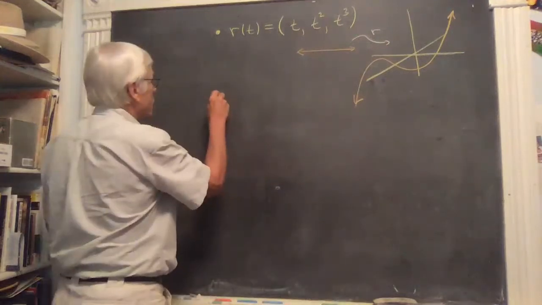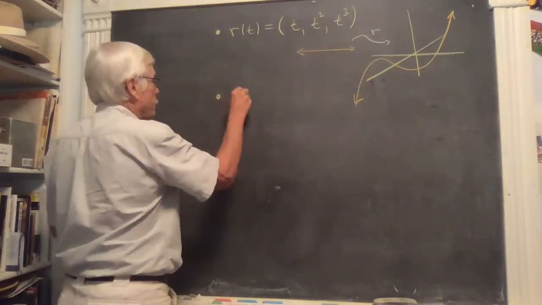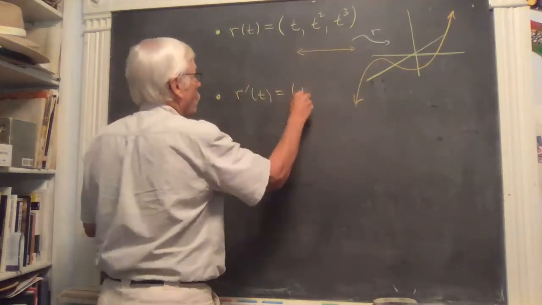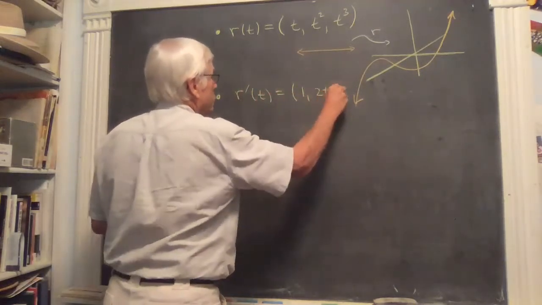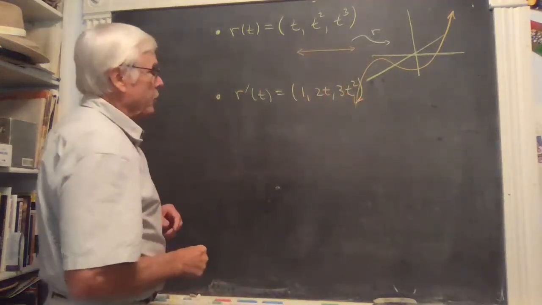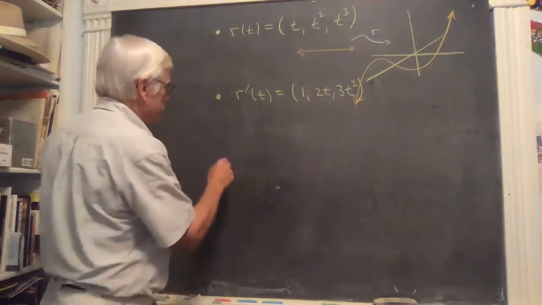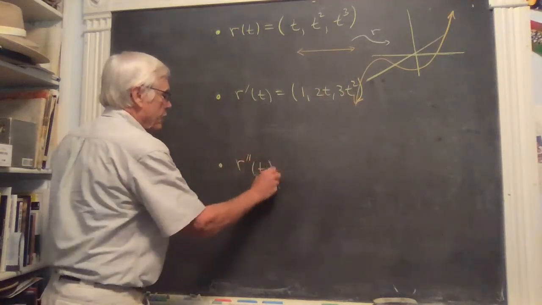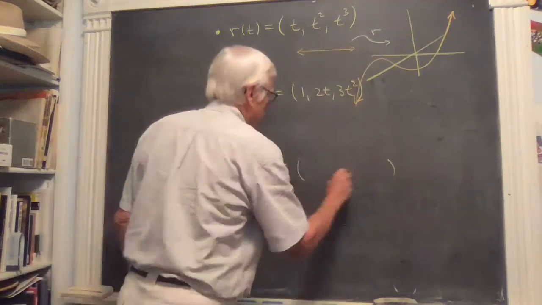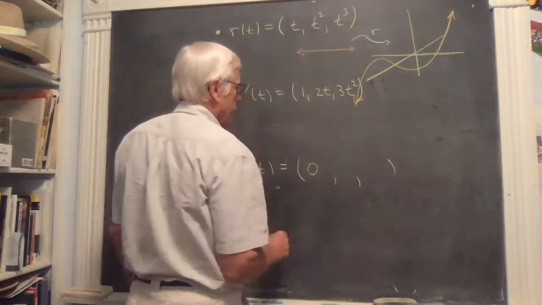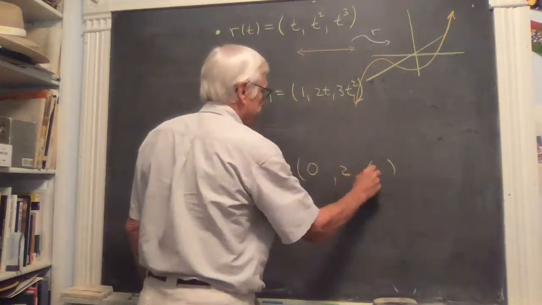There are a couple of derived functions. The first one is the derivative. So 1, 2t, 3t squared. And so it's important to know how to compute these, but the derivatives are computed in the same mechanism that one-dimensional ones are. They're just computed one component at a time.